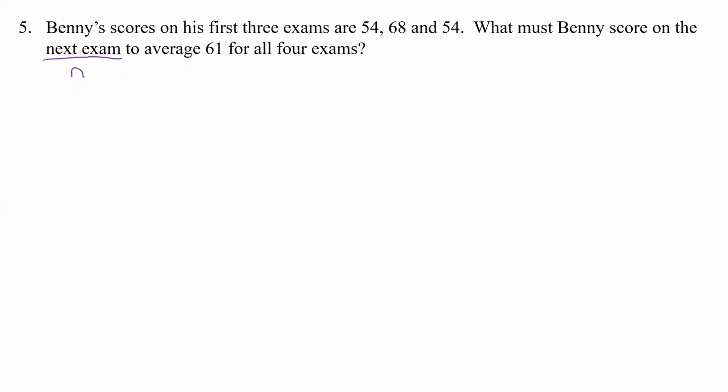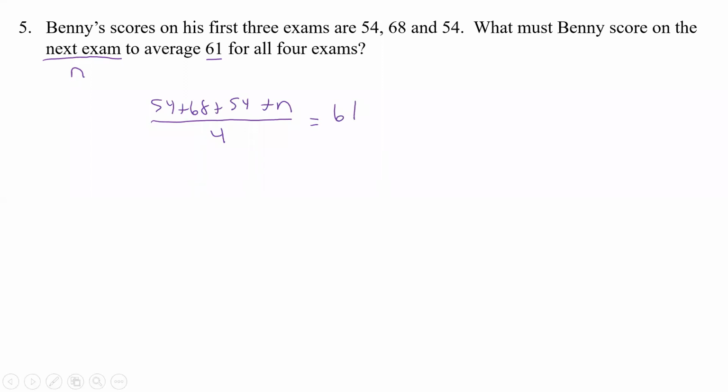Okay. So what are all the exam scores? Well, it's 54, 68, 54, and N. So we're going to take 54 plus 68 plus 54 plus N, and we're going to divide that by how many times did they take a test? Well, they took 1, 2, 3, 4. So we'll divide it by 4. This will give us an average. And they say that the average he wants to get is 61. So that's equal to 61.